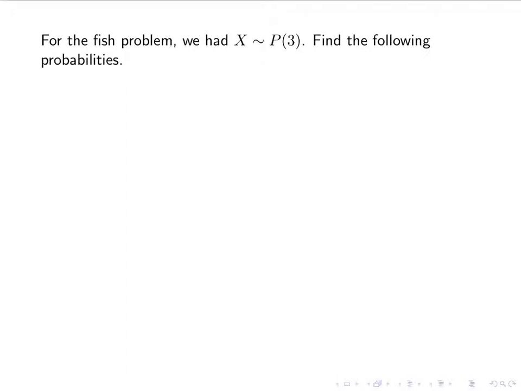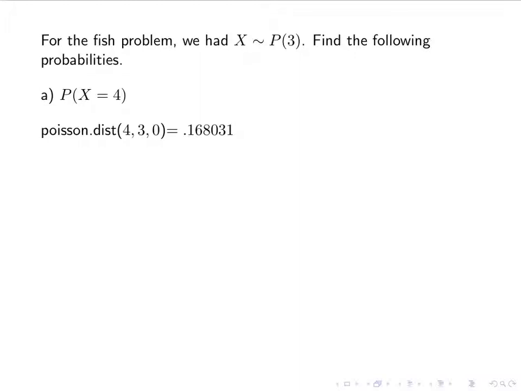So for the fish problem, we had that x was P of 3. So we're going to find the following probabilities. What's the probability that x equals 4? So what's the probability that we caught 4 fish in 15 minutes? So I plug in my x is 4, so Poisson.dist of 4, 3, 0, and I get out 0.168031.